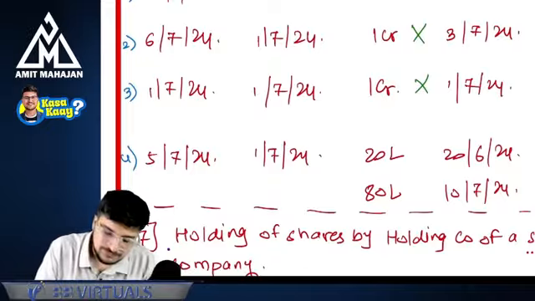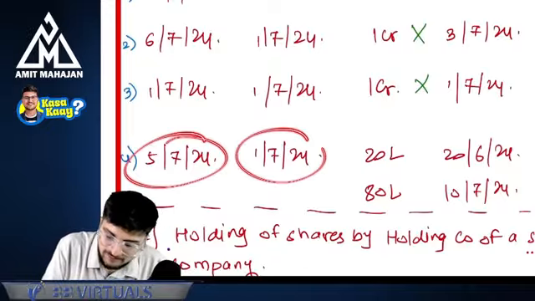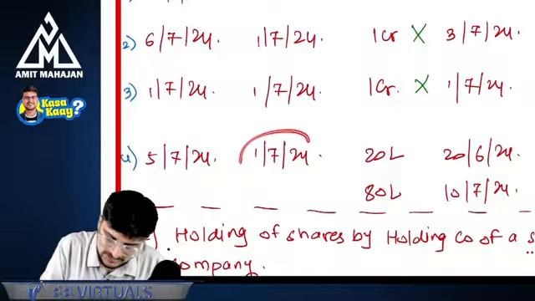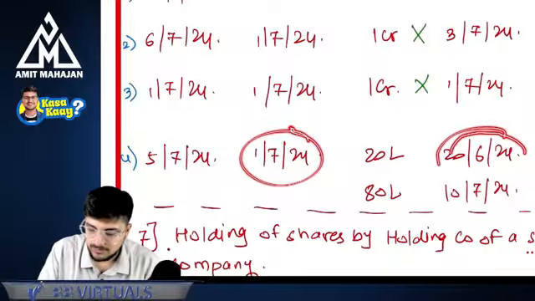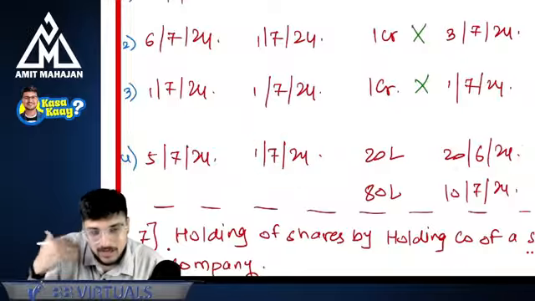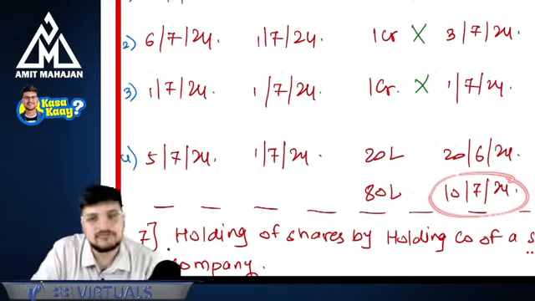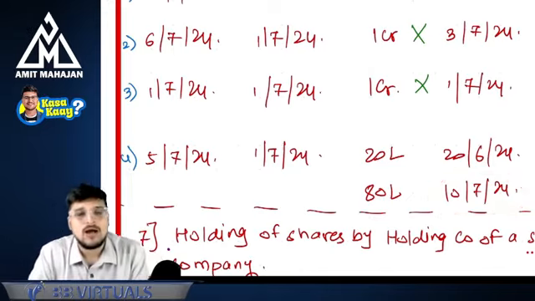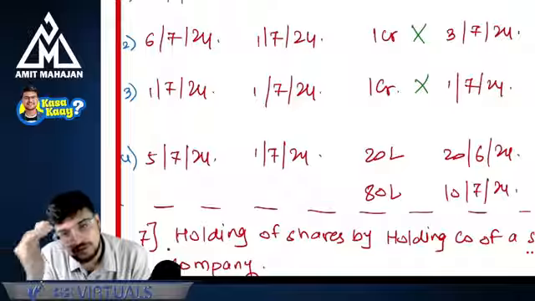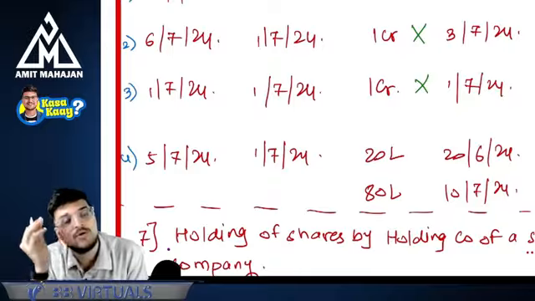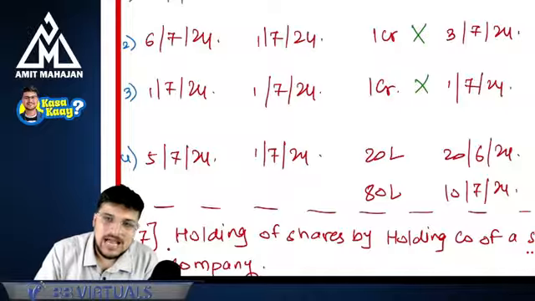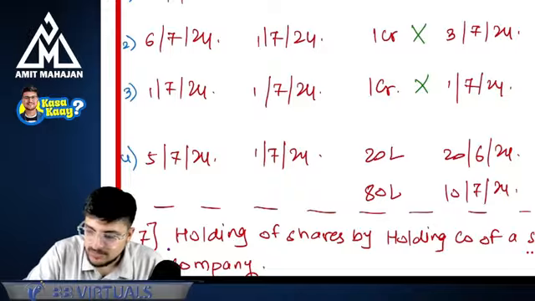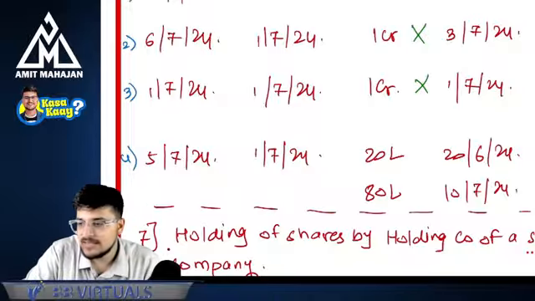Fourth example. 5/7/24 and 1/7/24, whichever is earlier comes to 1/7/24. Now you have paid part payment prior to 1/7/24 and you have paid part payment after 1/7/24. Now I want to ask one question. What do you think, according to you, what should be the answer? How much amount should be taxable under GST? 20 lakhs, 80 lakhs, or 1 crore?